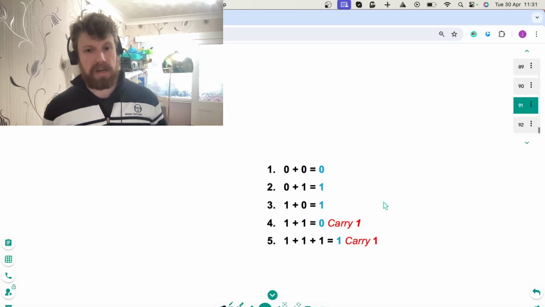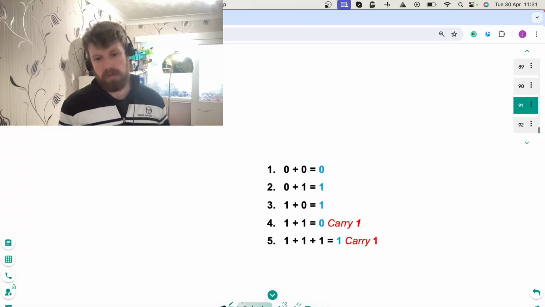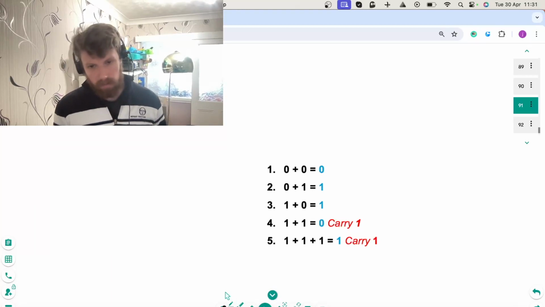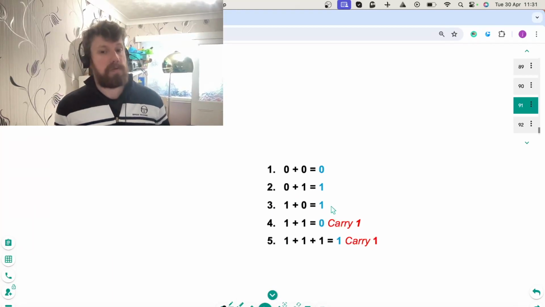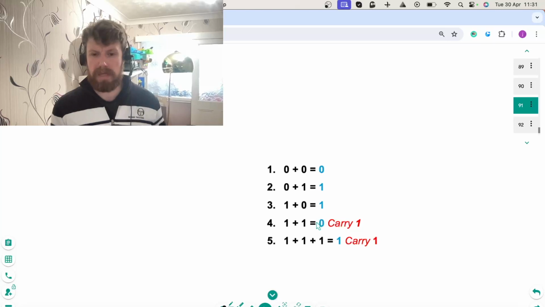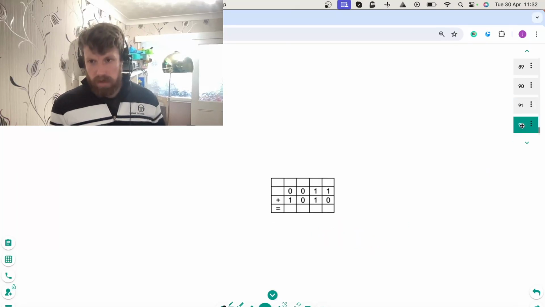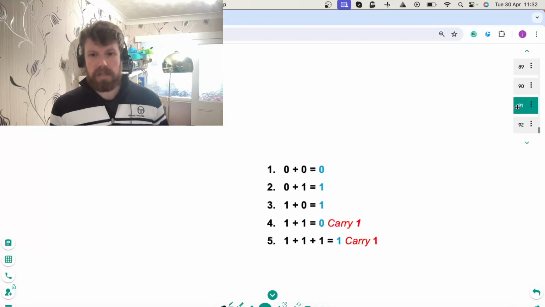So we've got 0 plus 0 is equal to 0. 0 plus 1 is equal to 1. 1 plus 0 is equal to 1. And then this is where it gets a little bit confusing, and I'm going to show you with a few examples of what this means. 1 plus 1 is equal to 0, carry the 1. 1 plus 1 plus 1 is equal to 1, carry the 1. So write those down, and then let's have a little go at a question with this.